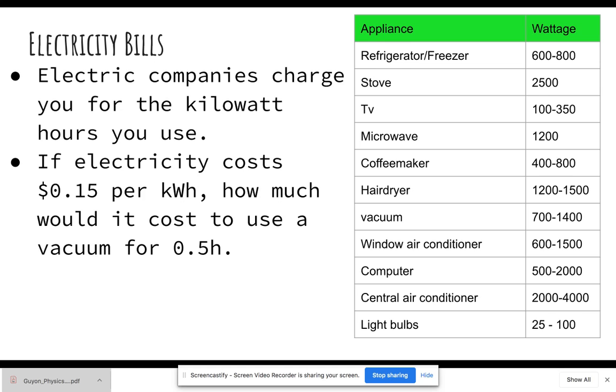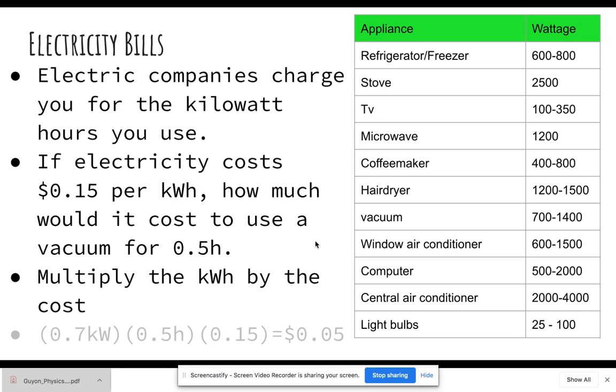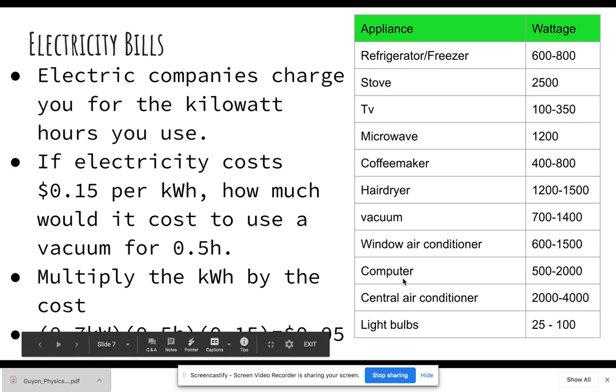0.5 hours or 30 minutes, a half an hour? Okay. So we multiply the kilowatt hours by the cost. If we see here, if you take the vacuum cleaner, 700 is the low end of wattage. So you take 700 divided by 1,000, that gives us 0.7 kilowatts times a half an hour, or 0.5 hours, times the 15 cents per kilowatt hour. That comes out with a charge of about 5 cents.